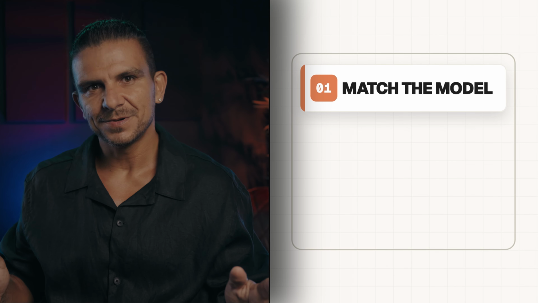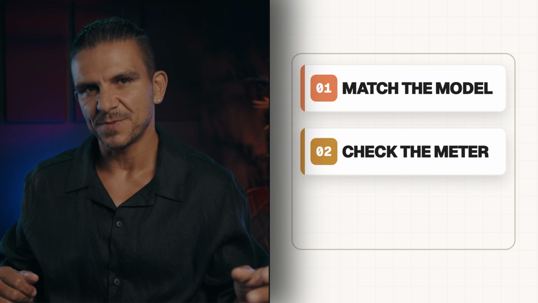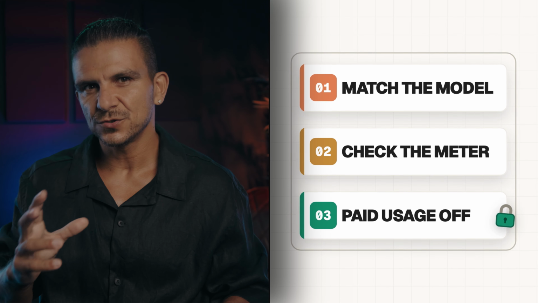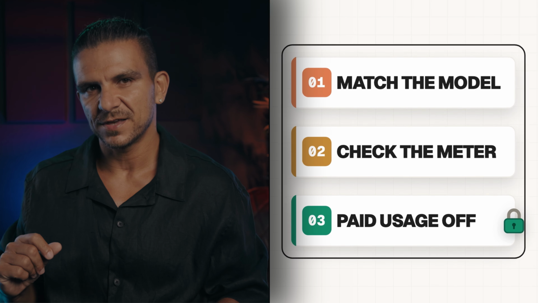Remember the 3 lessons here. Match the model to the job, check your usage before starting a large batch, and keep paid usage off until you deliberately decide the work is worth the additional cost. That lesson cost me $29. Now you know it before hitting the wall yourself.